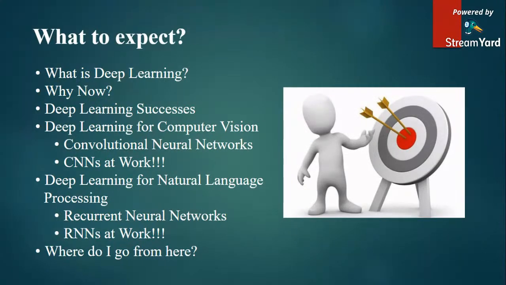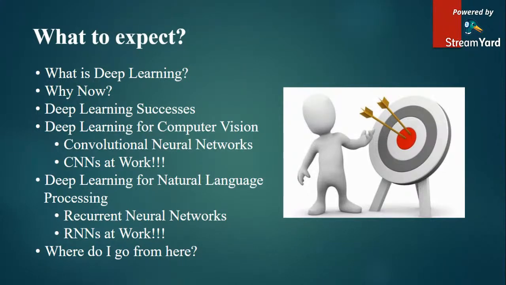Everyone here would be aware that since 2010 onwards, this term deep learning is gaining popularity. So we'll be understanding why now has this term been popular. We'll be discussing some of the successes that deep learning has achieved as of now with some real-world applications. Then we'll be moving on to one of the application areas, the focus of today's presentation, deep learning for computer vision, where we'll be discussing convolutional neural networks.